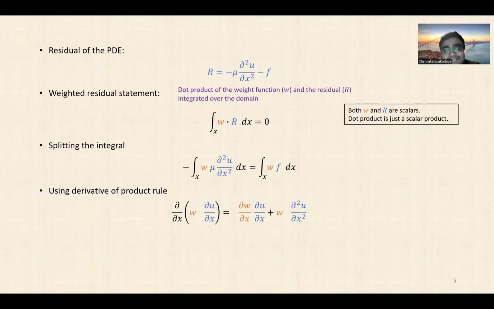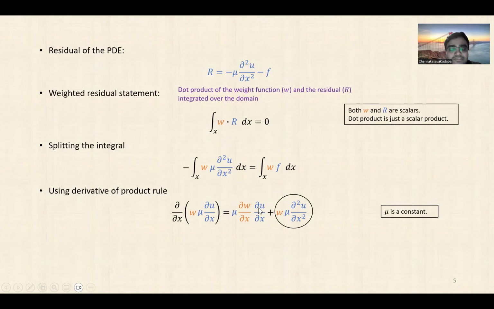Okay. Now in this expression, assuming that mu is a constant, we can multiply both sides by mu, and then we can insert mu into this derivative of product rule. Okay. Now what we need in the integral is this w mu ∂²u/∂x², which is what we have here.